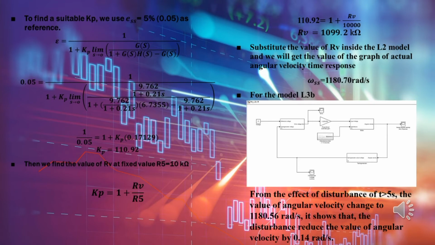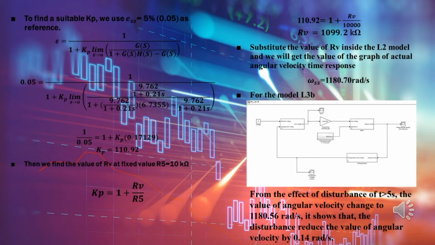1180.70 radian per second. And then, for the model L3b, you can see that the Simulink model of L3b is equal to L2, but they just add a disturbance to compare the value with the disturbance and the value of the L2 where there is no disturbance.